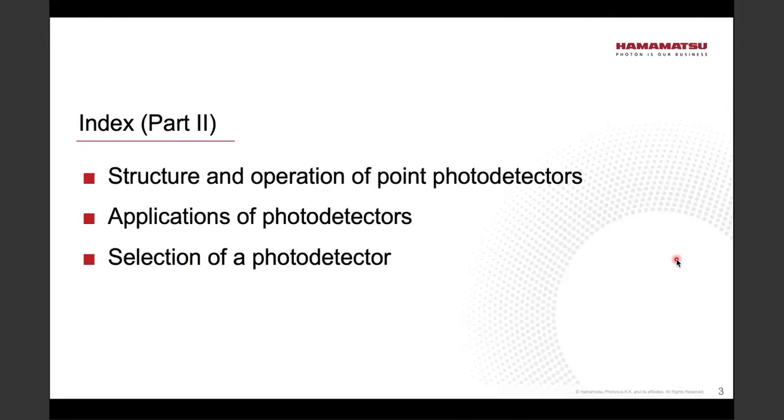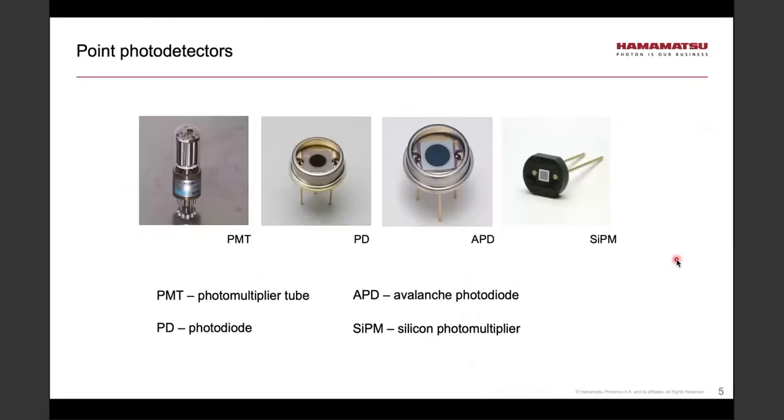On Thursday, we are going to discuss the structure and operation of 4 point detectors. Shortly, I'll show you a gallery of these point detectors. Then we'll spend some time discussing applications of photodetectors, and we'll conclude part 2 again on Thursday with some comments about the process of photodetector selection. So even though I'm going to discuss a generic photodetector, please keep in mind these 4 detectors: photomultiplier tube on the left, photodiode, avalanche photodiode, and the silicon photomultiplier.